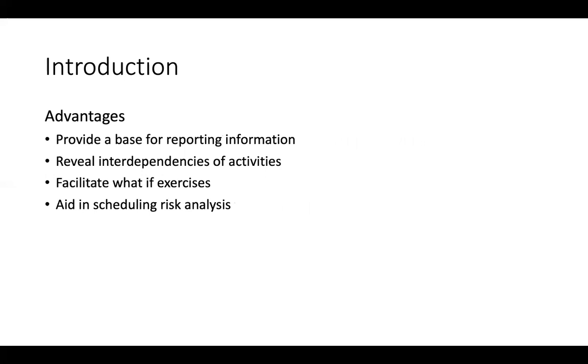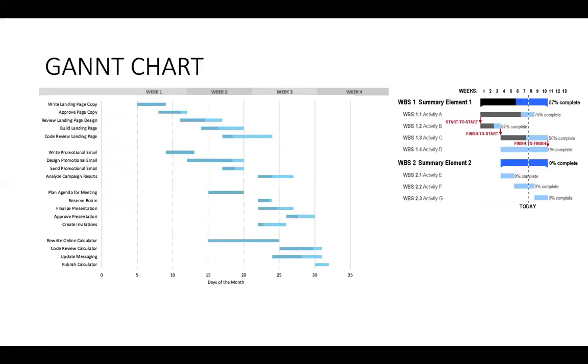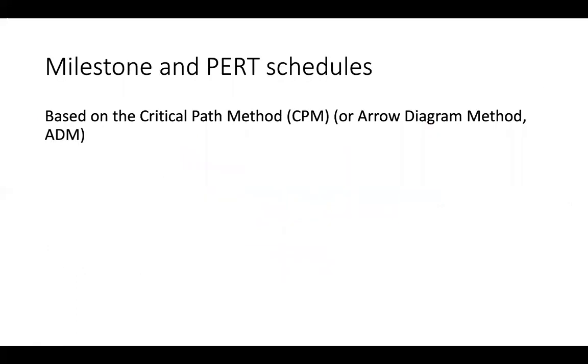So starting with the first technique, the Gantt schedule. The Gantt schedule presents events and activities in relation to duration time presented as bars, as seen in this figure. The two other techniques which I will be presenting today are the milestone and PERT schedule techniques.